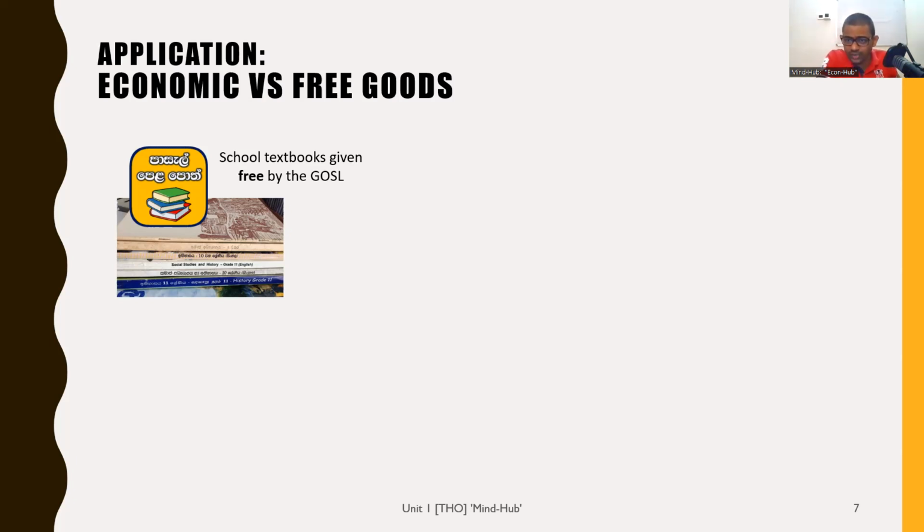So obviously, it has an opportunity cost. It is created by a human involved process. The money used to print and provide textbooks could have been used to build hospitals, could have been used to develop the roads, could have been used to give benefits to the Samurdhi beneficiary families. Get what I'm saying? Could have been used to give pension payments, could have been used for many things. So there is an opportunity cost.